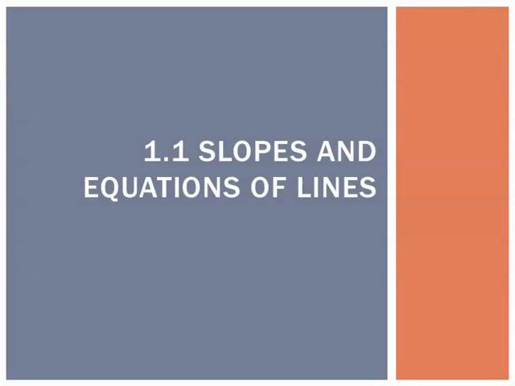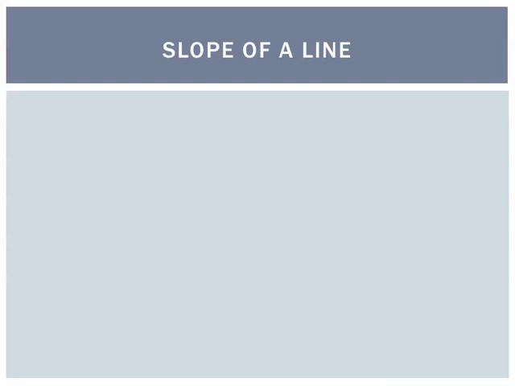We're going to start our first unit by going over slopes and equations of lines. So we'll start off by talking about the slope of a line. Now the slope of a line is what we call the steepness of the line. And the way that we can define the slope of a line is to define it as the vertical change divided by the horizontal change.